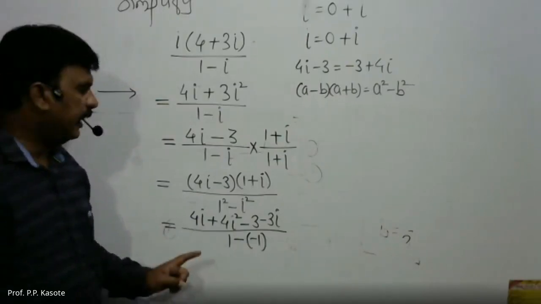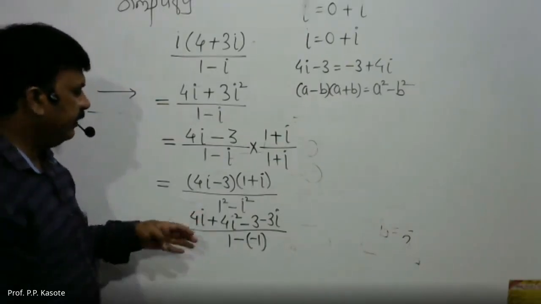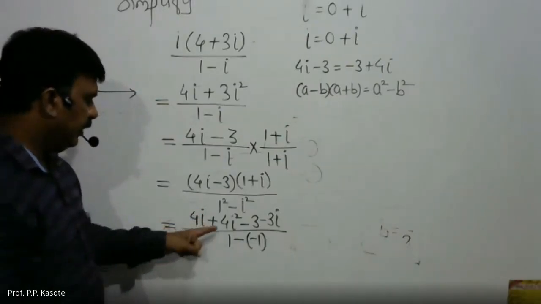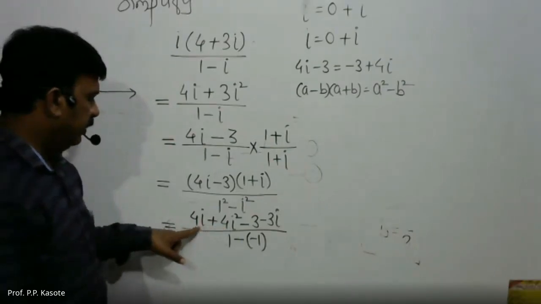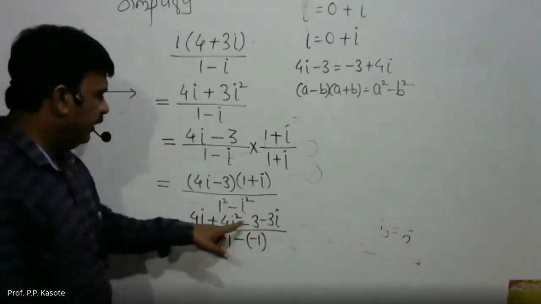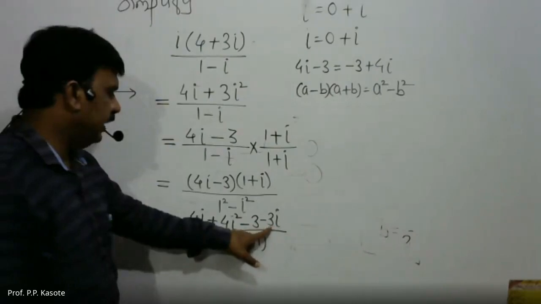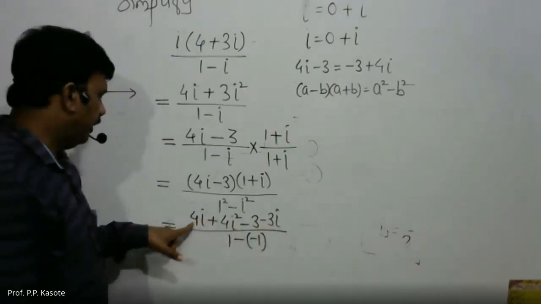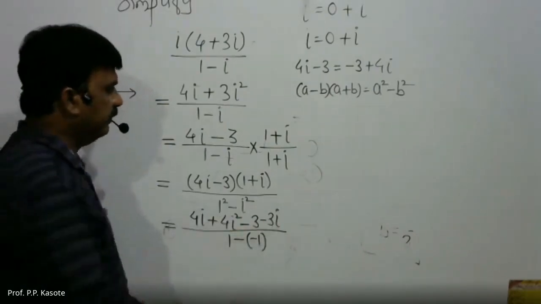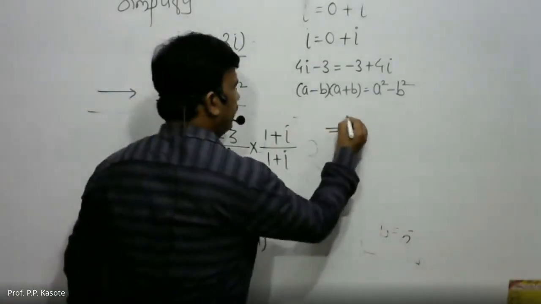यहां तक सबको समझ में आ गया? Now let us simplify it more. और सिंप्लीफाई करेंगे. Now 4i minus 3i. 4i में से 3i सब्ट्रैक्ट करने के बाद हमें न्यूमरेटर में क्या मिलेगा? सिंपली i मिलेगा.